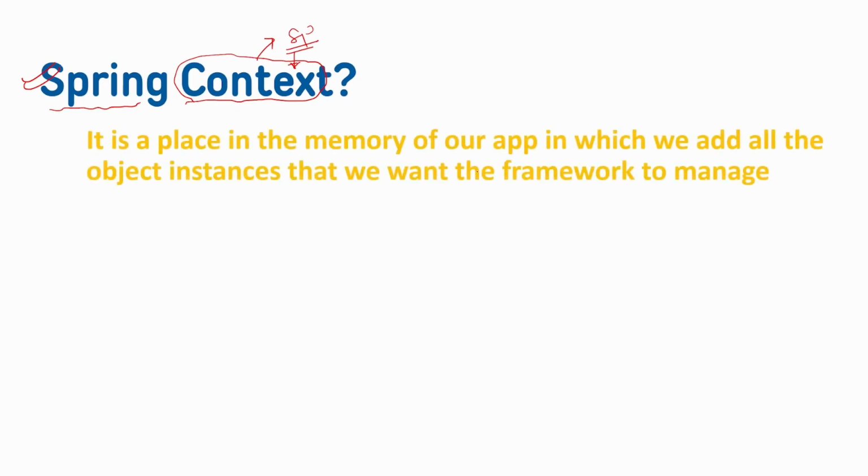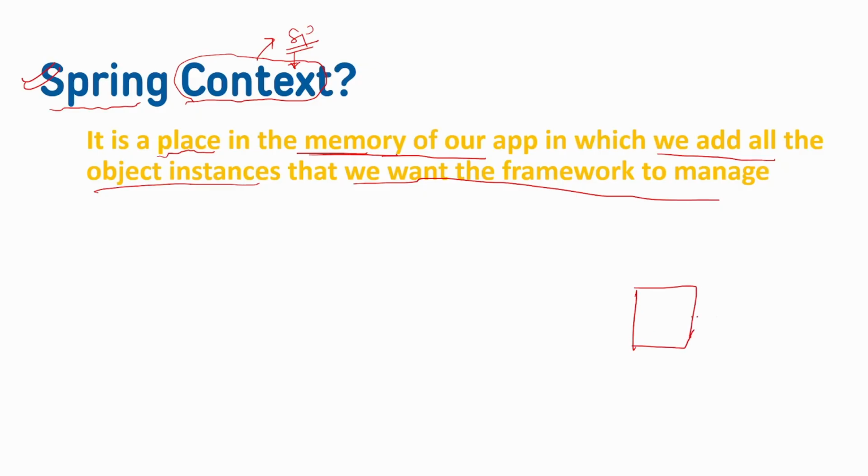So what is a Spring context? We can consider the Spring context as nothing but a place in the memory of our app in which we add all the object instances that we want the framework to manage. We can consider it as a place in our memory where we add all the object instances that we want our framework to manage.